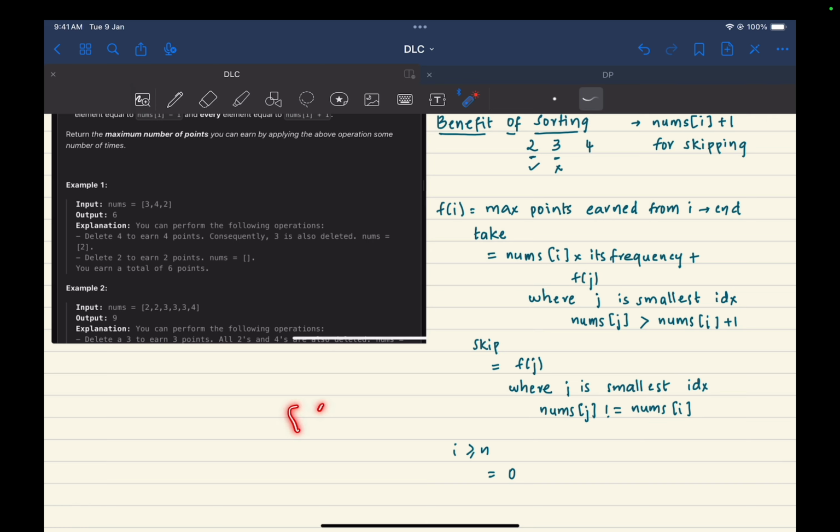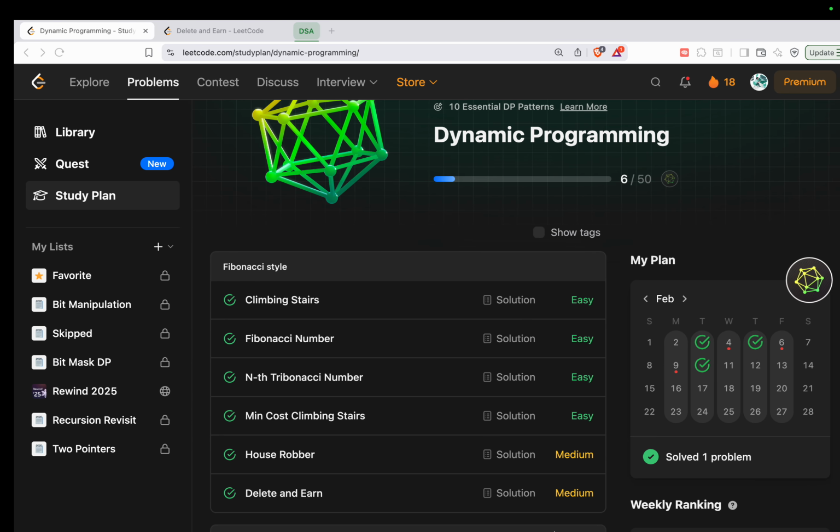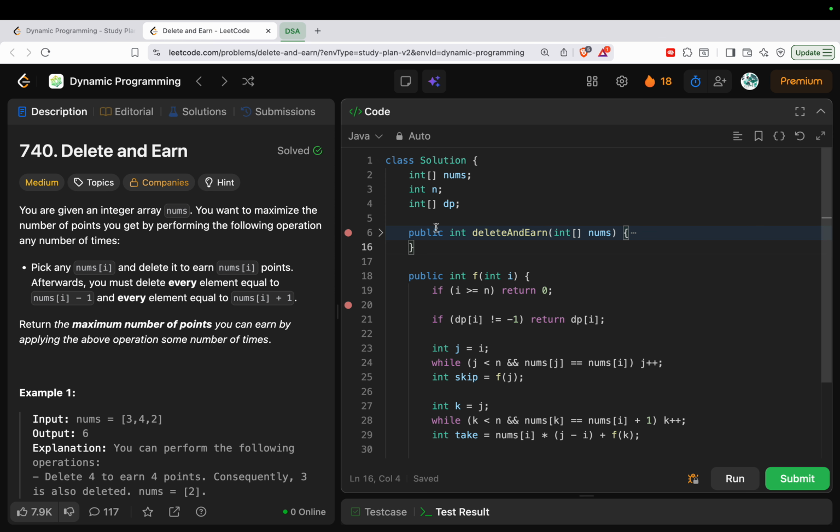If there are no elements in the array to consider, that means the number of points you gain is basically 0. If you draw the recursive tree diagram for f of I, you will notice that certain states will be repeating, so we have to implement the dynamic programming solution. So let me show you the top down approach which I have implemented.